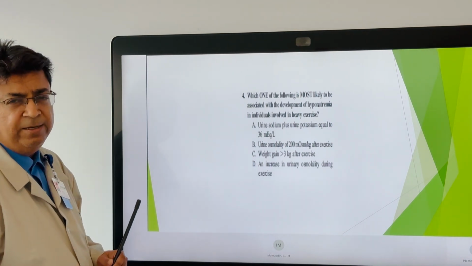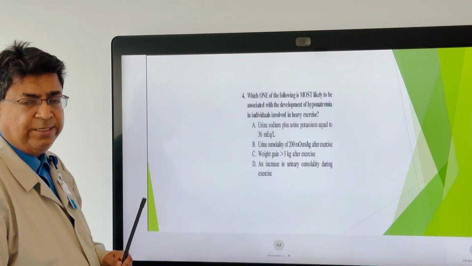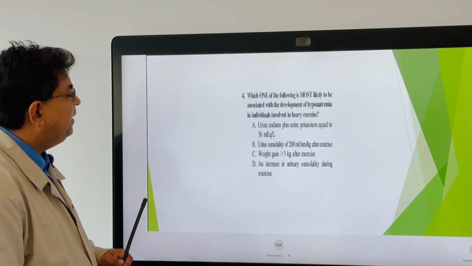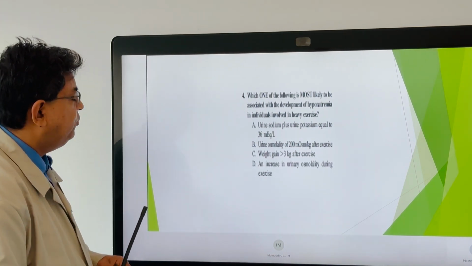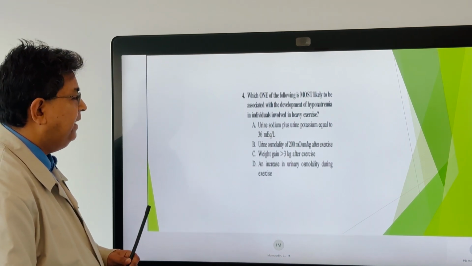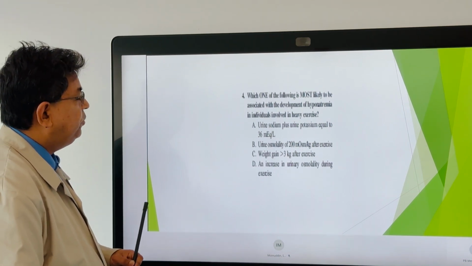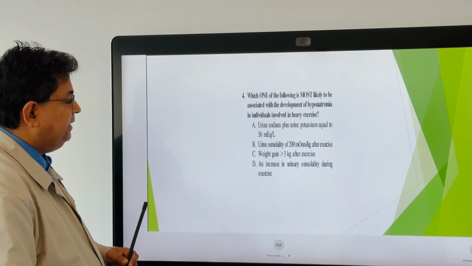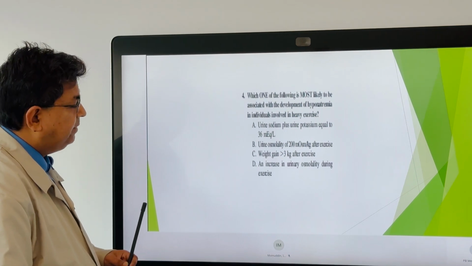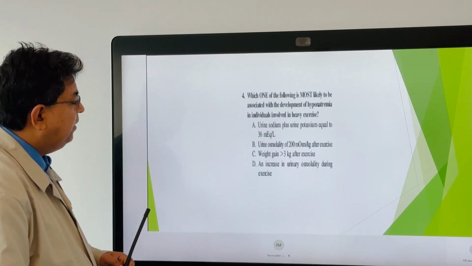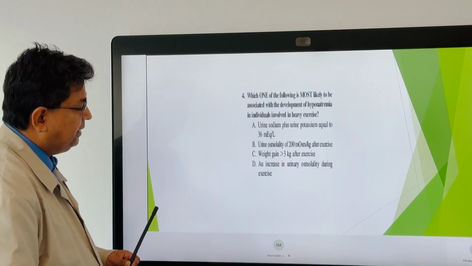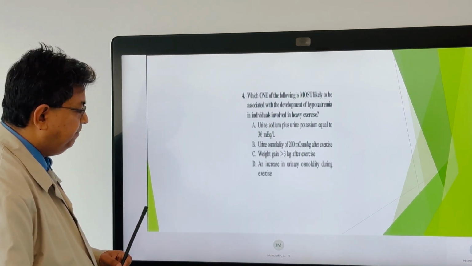We will take questions intermittently to stimulate our thinking. Which one of the following is most likely to be associated with the development of hyponatremia in individuals involved in heavy exercise? Urine sodium plus urine potassium equal to 36 milliequivalents per liter, urine osmolality of 200 milliosmoles per kilogram after exercise, weight gain greater than 3 kilograms after exercise, and increase in urine osmolality during exercise.